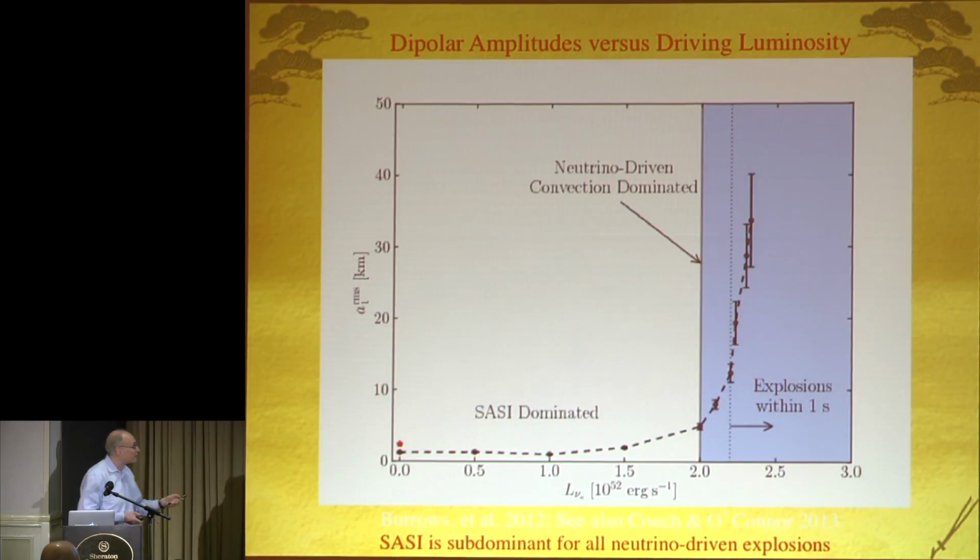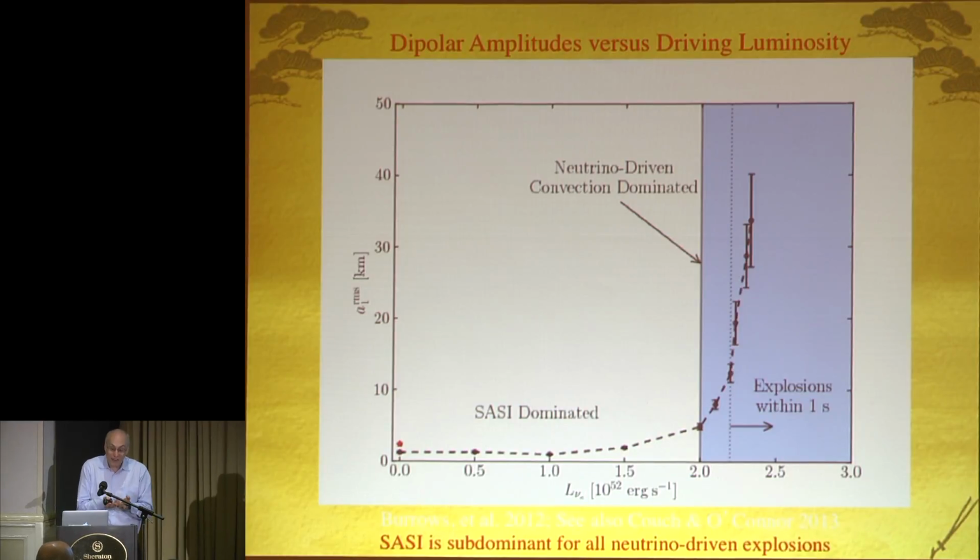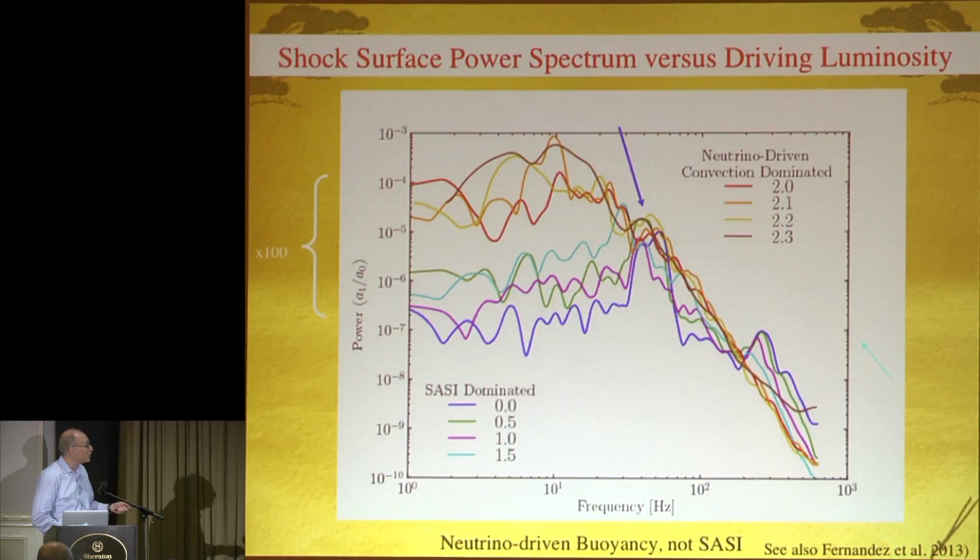It's only when you have these large luminosities that the neutrinos can drive an explosion that gives you enough energy to drive the explosion, and that's when neutrino-driven convection dominates. The instability called the SASI is subdominant. You can also do the Fourier analysis, and you can see what the dominant frequencies are. And for low luminosities, you get this SASI tone at about 50 hertz for this set of calculations. You ramp up the luminosity, that goes away, is not dominant, and you get basically convection.